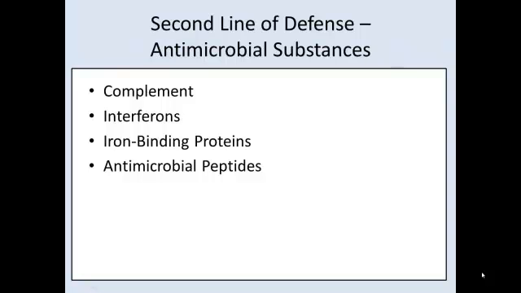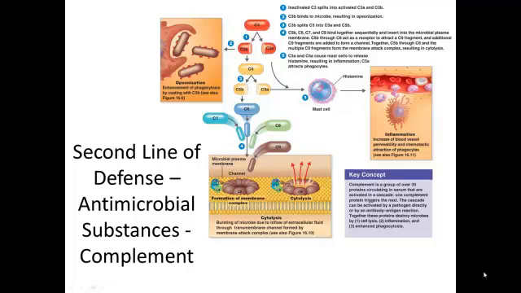Now we're going to talk about antimicrobial substances that function in this second line of defense. We're going to talk about complement, interferons, iron-binding proteins that humans produce, and antimicrobial peptides. Let's talk about complement. This figure actually has more information than I want you to know. I mainly want you to know what the goals of complement are and how they're caused.